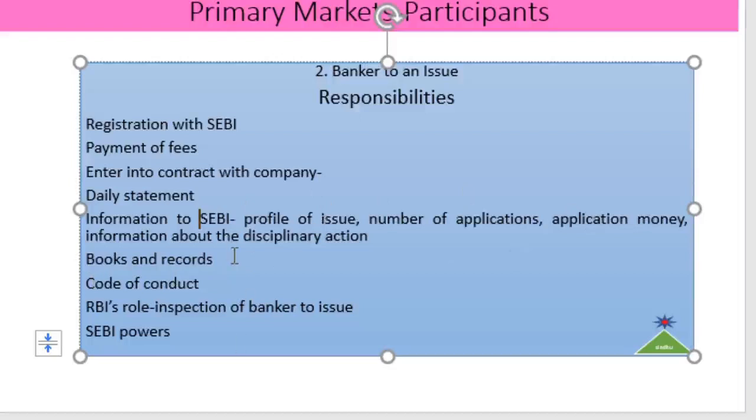Then they need to keep books, records and documents about the information of the issue. Then they need to follow a good code of conduct. Then there will be inspection of the banker to the issue by the RBI, and SEBI also has the power to inspect the functioning of the banker to an issue.